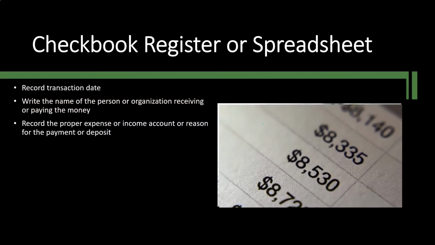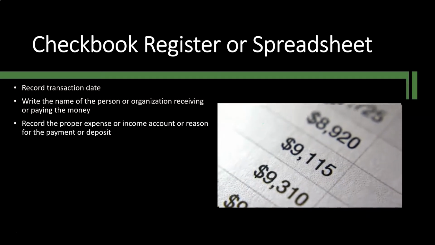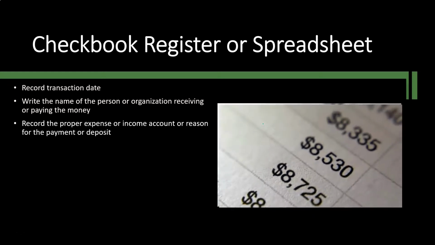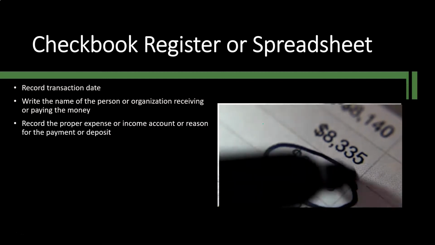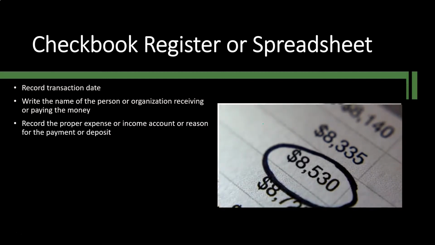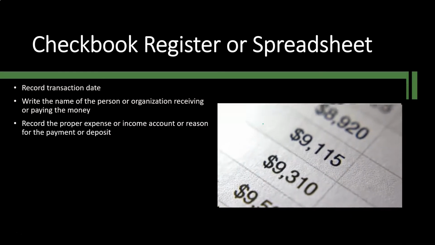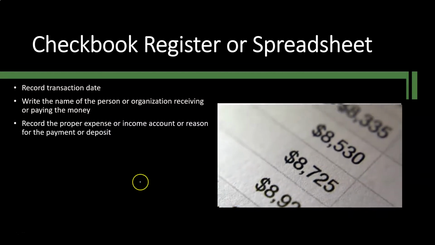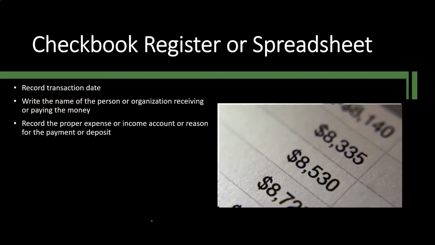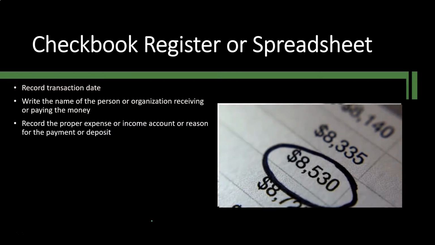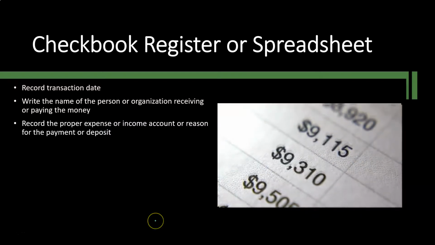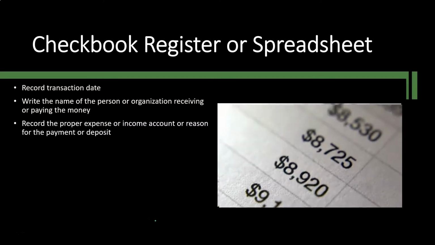So if I paid the vendor of the utility company, then I'm going to charge it to the utility account. If I paid a restaurant, then I'm going to charge it to meals and entertainment or something like that. So you've got to know who you paid, because that vendor hopefully will help you to determine which expense account it should be going to. Record the proper expense or income account or reason for the payment or deposit. So it's useful to log why you made the payment and possibly the related expense account.